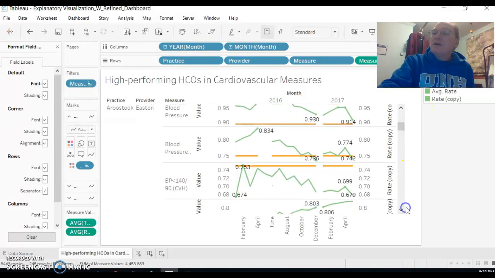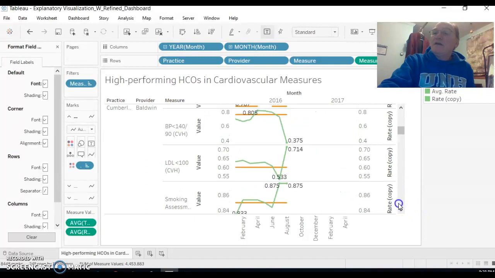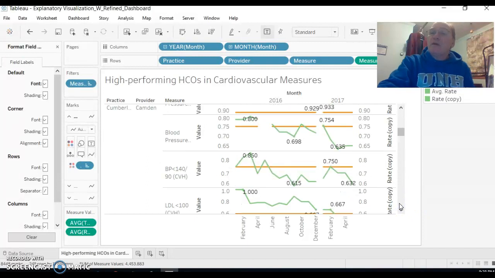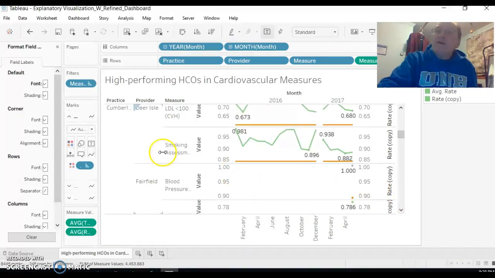As we move further into our data, we've got some good data here for some of these providers. And here for Cumberland practice, Camden, we've got some very good data for blood pressure and BP less than 140/90. You can see initially the provider performed above the target, and then something happened for certain months where they didn't perform quite up to where they had hoped. Now here's another provider in the same practice that did well with smoking assessment, consistently and always above the target for smoking assessments.